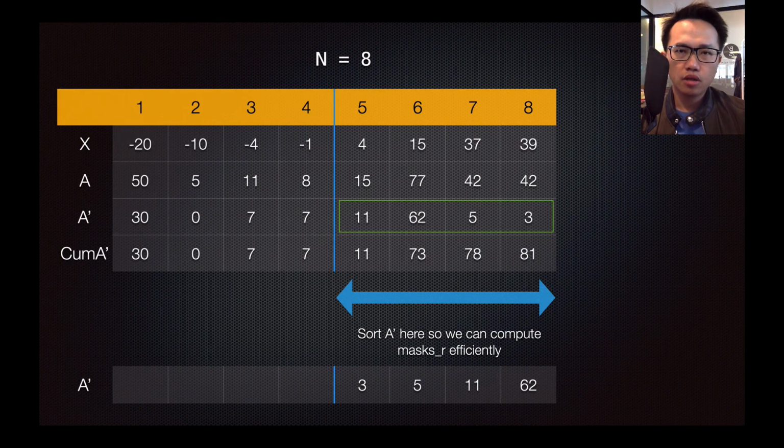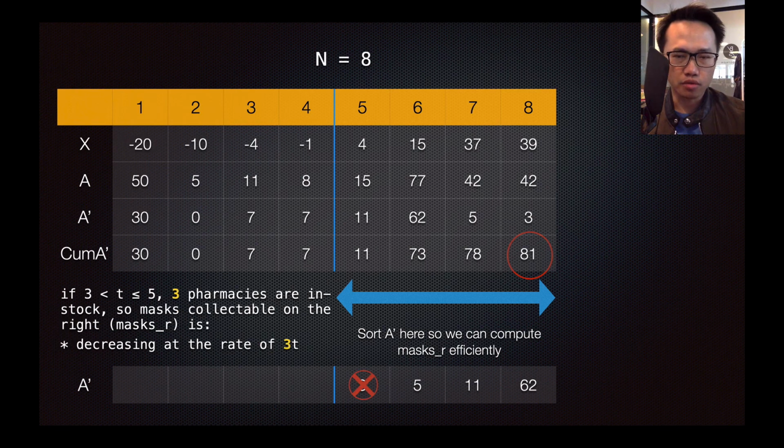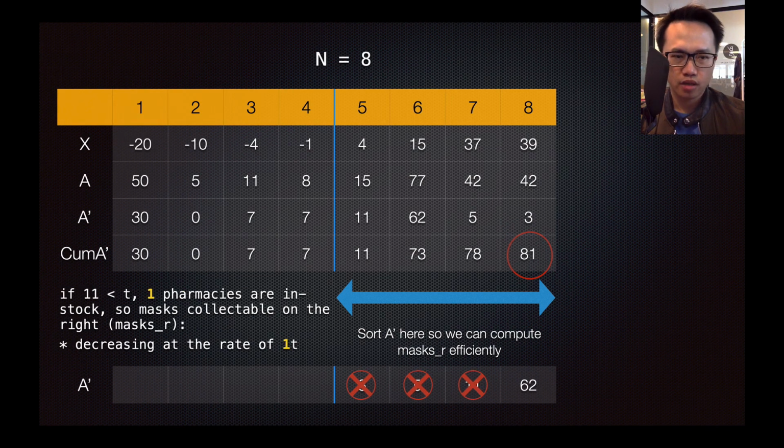You see, until t equals 3, the masks R that you can collect on the right side is decreasing at a rate of 4 per second, because 4 pharmacies, all of them are still in stock. But after t equals 3, 1 pharmacy has run out, and now the rate of decrease is 3 per second. 3 pharmacies are still in stock. And after t equals 5, only 2 pharmacies are in stock, so it's decreasing at a rate of 2 per second. And after t equals 11, only 1 pharmacy is in stock, and the rate of decrease is now 1.